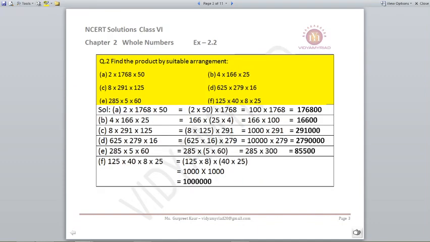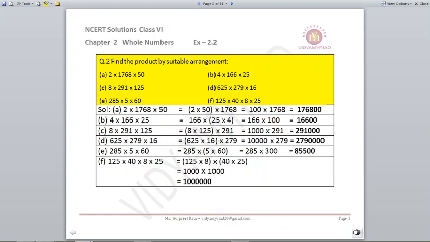Find the product by suitable arrangement. Now here again you are given a couple of options. Let's begin with the A part. 2 multiply by 1768 multiply by 50. Now try to make the pair in such a way that you get hundreds or tens at the end. Now if I do 2 into 8, that is 16. 8 into 0 is of course 0, but 1768 multiplied by 5, I have to use my rough column to do that. But if I do 2 into 5, I know 10, that is 100.